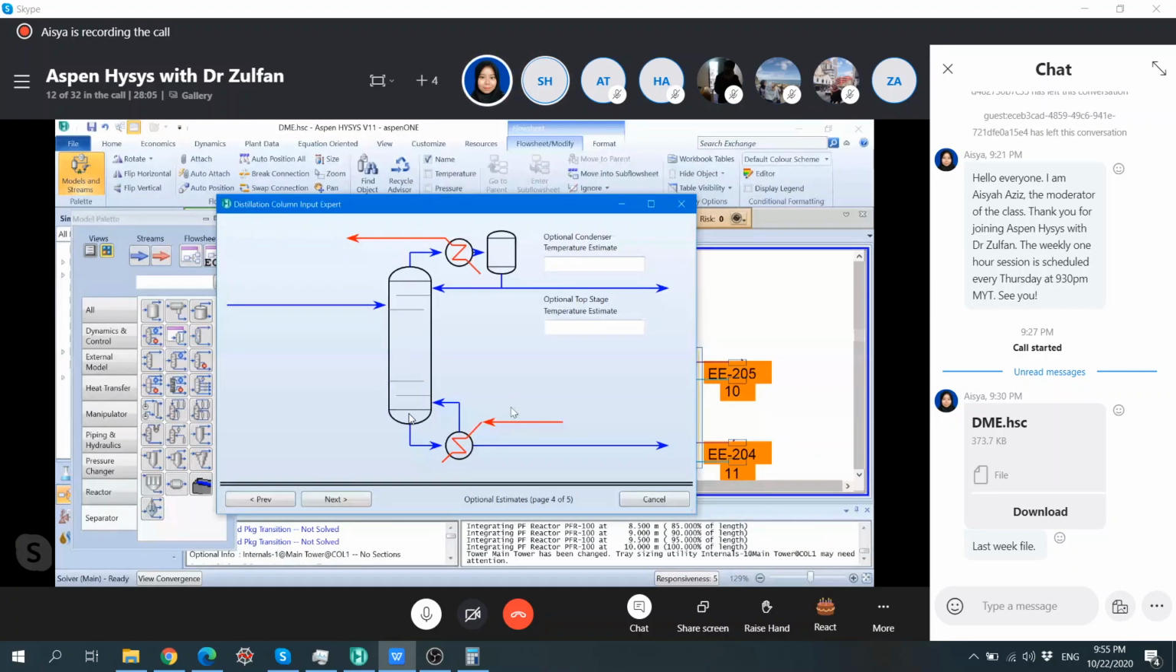This one is optional. You can just skip it. Next. And then on this one, you can put liquid rate or reflux ratio, but I'm not going to do that on this page. So we can just click done.